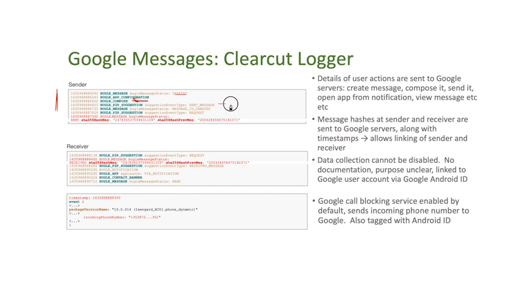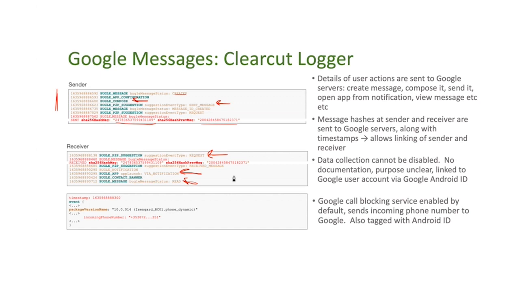This is a suggestion as to who to send the message to. And then the message finally gets sent, and here's a hash of the message and the hash of the previous message. These are all sent to Google. On the receiver side, the message is received. That event is recorded. The hash of this message and the previous message are sent to Google. The UI events are logged: the notification is displayed, the user clicks on that and launches the app, and then the message is viewed, displayed and read by the user. So fine-grained details of the user's interaction with the app are sent to Google.